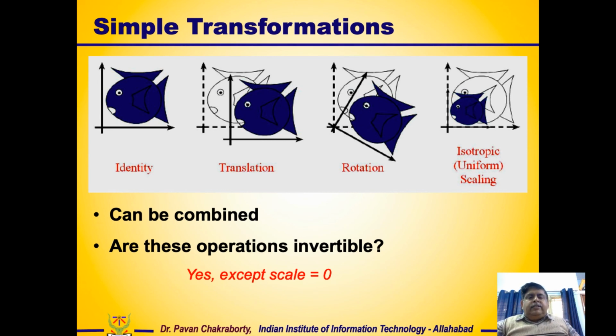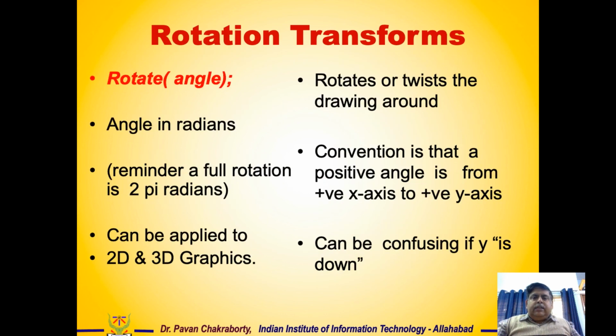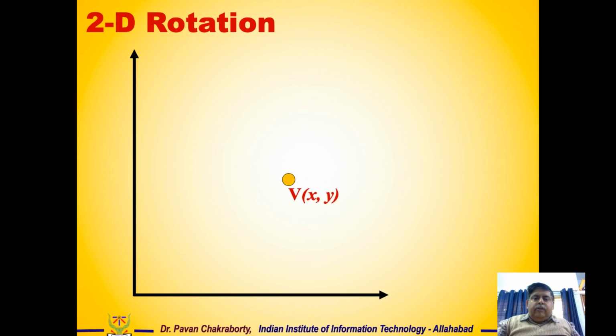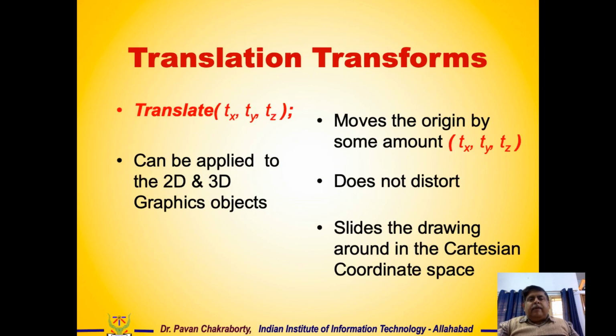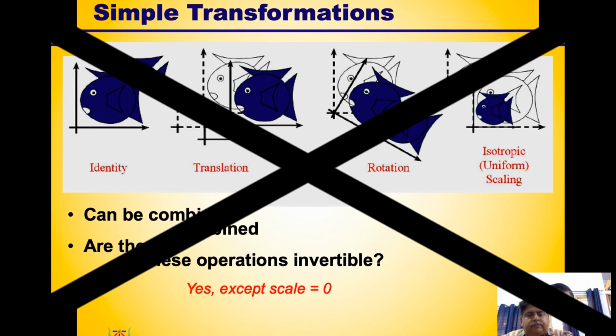We will see different simple combinations, for instance, what is an identity transformation, what is translation, what is rotation, and isotropic transformation later on. Translation is basically moving the objects. Rotation we know. So I will stop here, and next time I will start from translation or simple transformation in my next lecture.